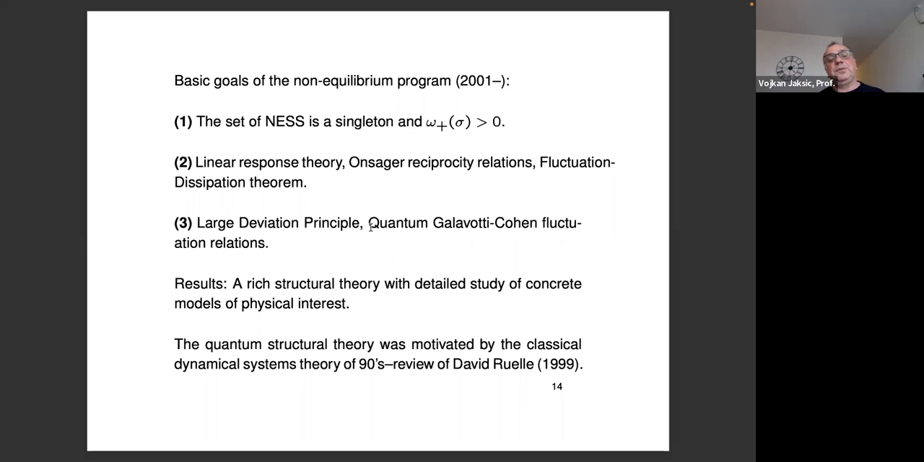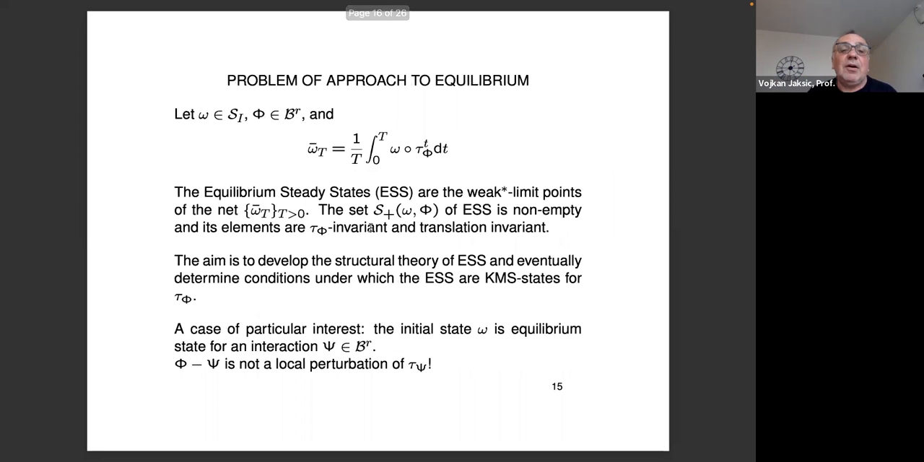And this is now a fairly mature theory. We understand it, I think, reasonably well on the foundational level. And maybe one of the main open questions in understanding non-equilibrium statistical mechanics of these models is to enlarge the class of concrete models to which it applies. And now I can finally discuss the problem of approach to equilibrium.